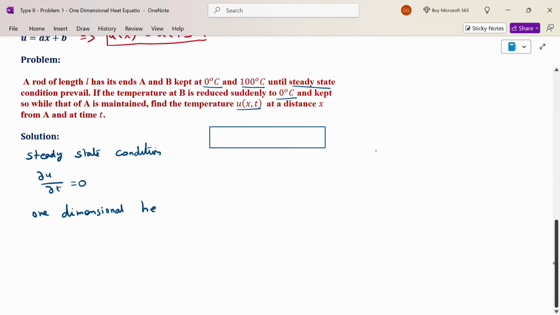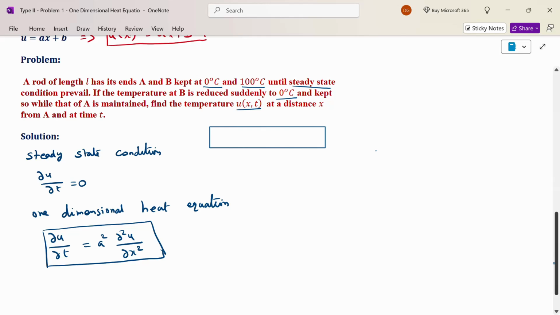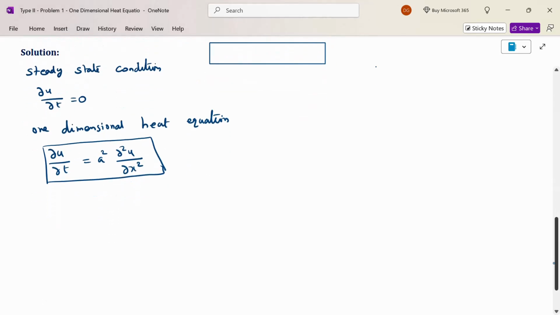What is the one-dimensional heat equation? Dou u by dou t equals a square dou square u by dou x square. In this equation we substitute dou u by dou t equal to 0. Then we get d square u by dx square equal to 0. From this equation the solution is u of x equals ax plus b. So this is our solution for the equation.